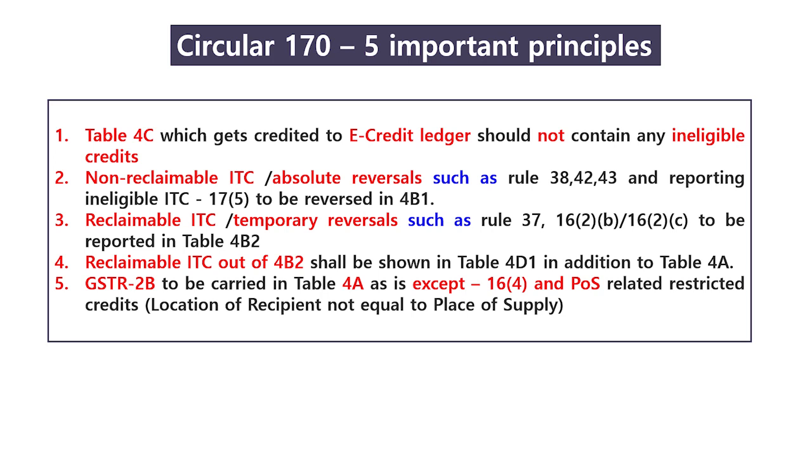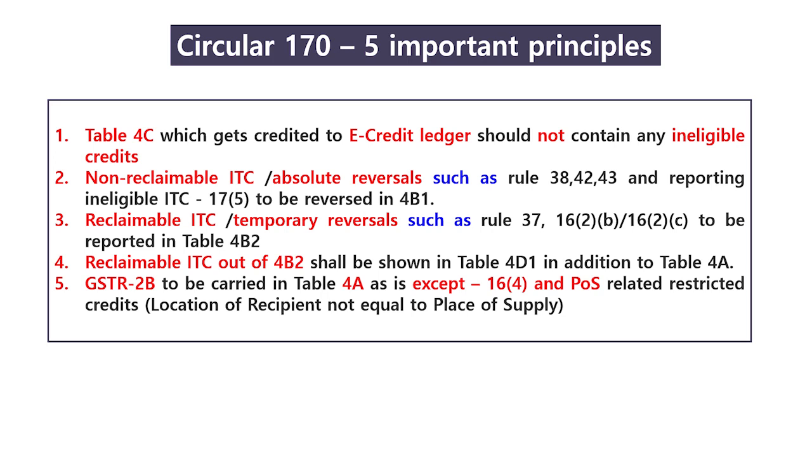That's the first principle. Second, whenever the reversal is permanent, that is, it is not a reclaimable credit, it needs to be reversed in 4B1. The circular gives examples of what could be the permanent reversals. Similarly, wherever the reversals are temporary, that has to be reported in 4B2. Again, the circular gives certain examples.